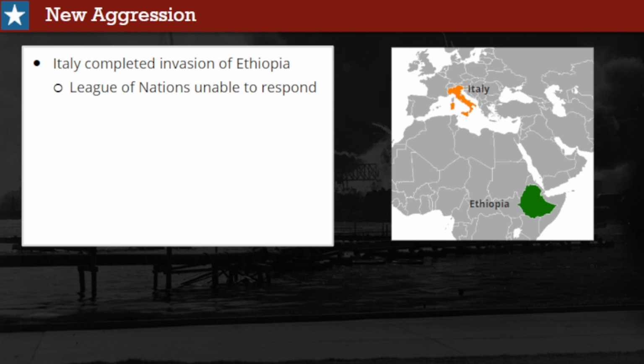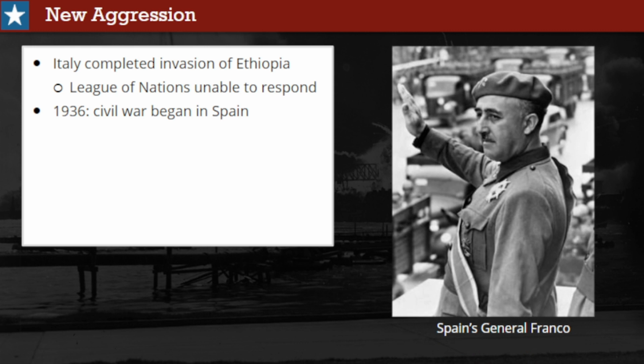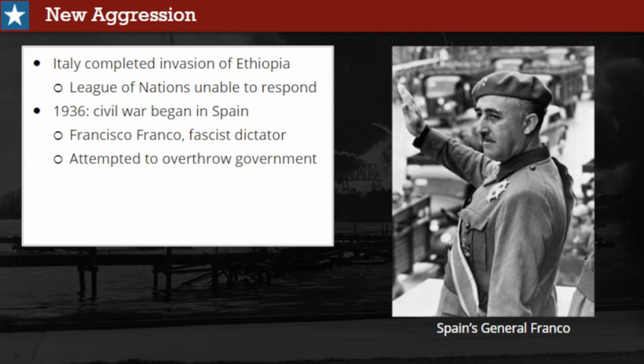Once again, the League of Nations was powerless to solve the crisis or defend Ethiopia, just as it had been unable to respond to Japan's invasion of Manchuria several years earlier. Also in 1936, a brutal 3-year civil war began in Spain when General Francisco Franco, a fascist dictator in the mold of Benito Mussolini, attempted to overthrow Spain's democratically elected government.